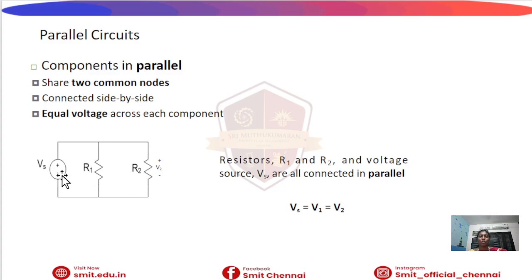If the source current starts from the source, the current will get divided into R1 and R2. So in a parallel circuit, the current will get divided, while in a series circuit, the voltage will get divided. There are multiple paths for the current flow in the parallel circuit, but the voltage is the same. In series, Vs is equal to V1 plus V2.